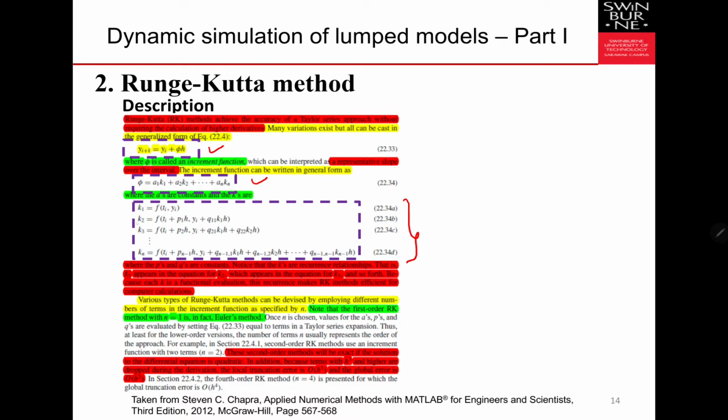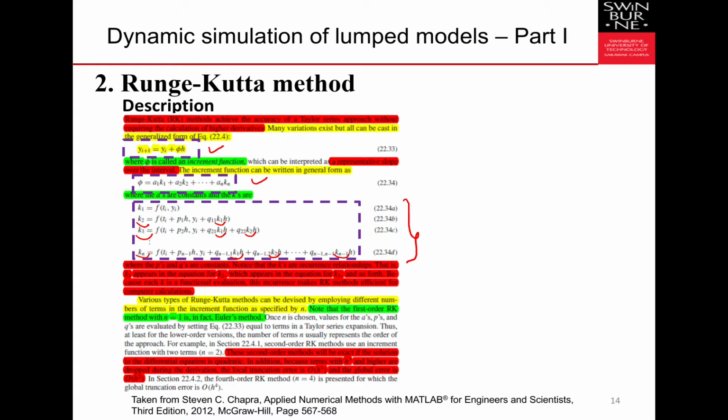Since the k2 calculation requires knowing the value of k1, and k3 requires knowing the value of k2 and k1, and kn calculation requires knowing the value of kn minus 1, down to k2 and k1, it means that what we have here is a recurrence relation. So this will be easy if executed in a programming environment such as MATLAB.